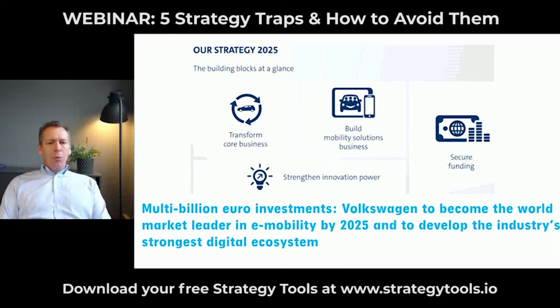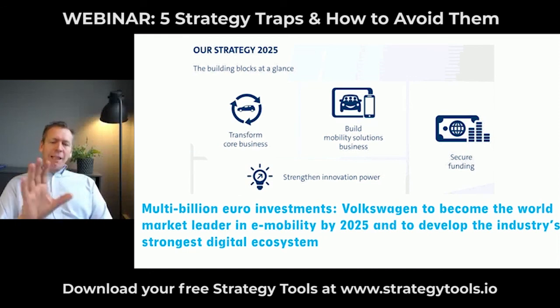Well, the Transform 2025 strategy is quite simple. It has 4 building blocks. Number 1, transforming the core business: efficiency, operations, cost cutting. Number 2, build mobility solutions. This is basically a brand new business unit that has the potential to become bigger than the car manufacturing itself. They need to secure significant funding from the outside. And all this lies on top of strengthening their innovation power.